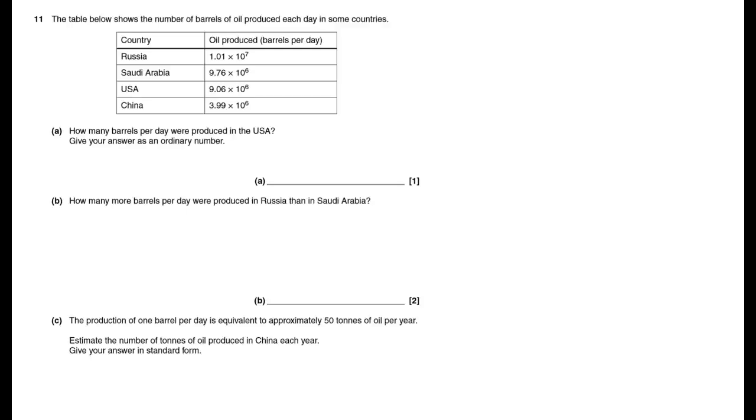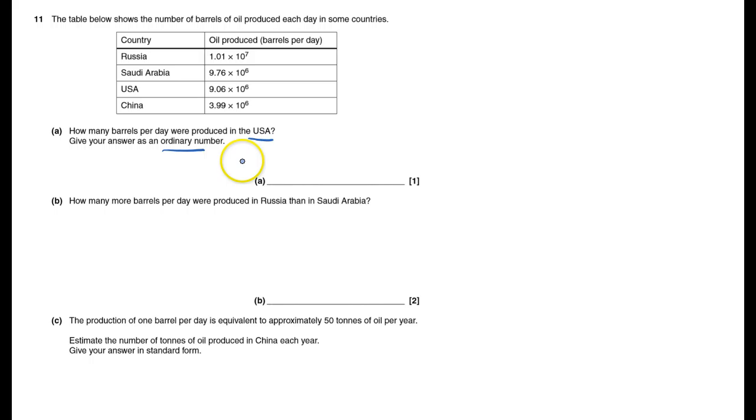Okay, so we've got a question, standard form. We're beyond the staples in the paper, so the questions are going to get up to grade B and beyond soon. But this is grade B. How many barrels per day produced in the USA? Write your answer as an ordinary number.